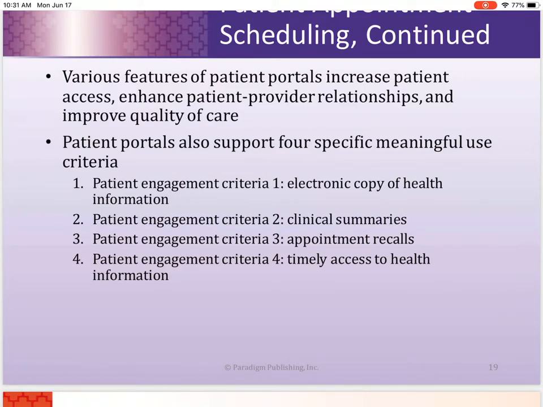Now, it is the patient engagement criteria 1, 2, 3, and 4. First one is electronic copy of health information. 2, clinical summaries. 3, appointment recalls. And 4, timely access to health information.